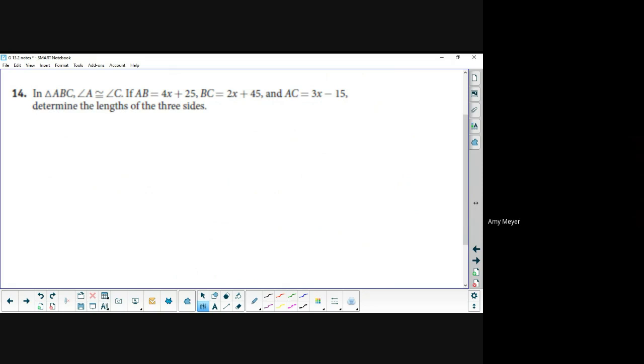I'm not saying you can't. I'm saying you got to show me something. Let's start by drawing a picture. Do the words say it's isosceles? No, so I cannot draw it as isosceles. Let's label it, though, ABC. It says angle A is congruent to C. Let's mark those angles alike.